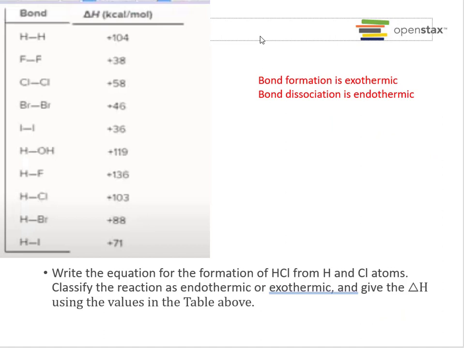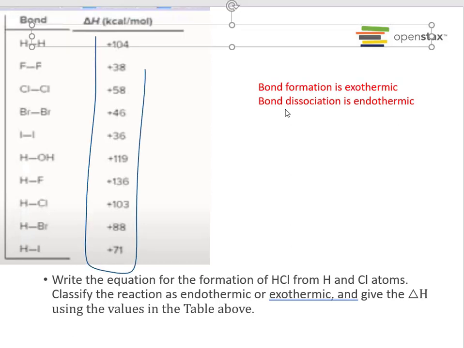Here we have a chart, and this is our bond dissociation values. And we can tell they're dissociation values because bond dissociation means to break bonds. And dissociation values are, if you're breaking them, it's endothermic. And endothermic are positive values. And we can see here that these are all positive values.